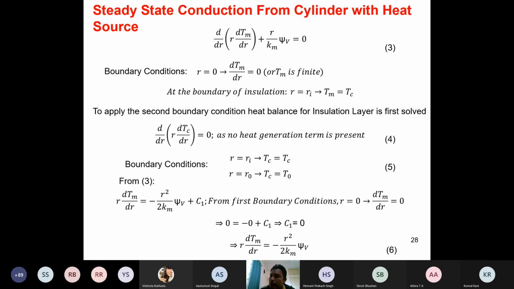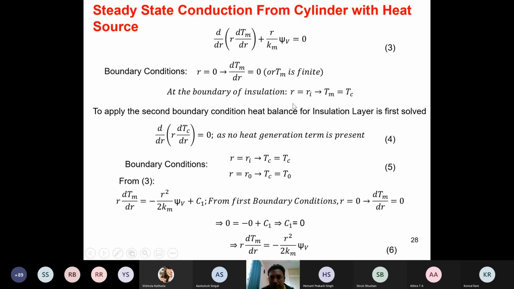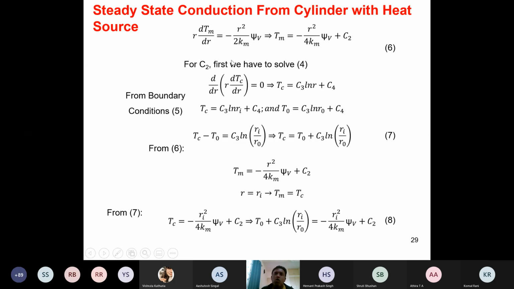Okay. So the expression which we have obtained is equation number 6, which is R dTm by dr equals minus R square divided by 2 km psi v. Again, we can integrate it one more time. So by integrating one more time, what we get is Tm equals minus R square by 4 km into psi v plus C2, where C2 is another constant. So again here C2 is unknown, and I cannot apply the second boundary condition. As I already said, this second boundary condition I cannot apply because I don't know what is the value of Tc, isn't it? Correct.